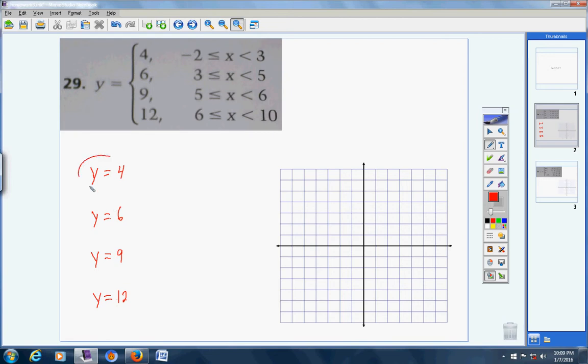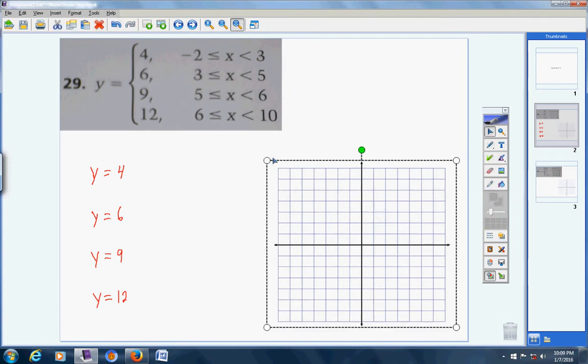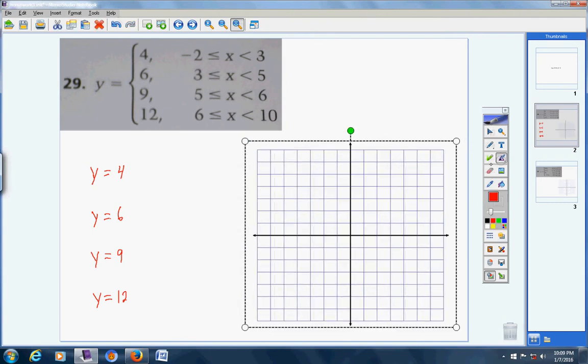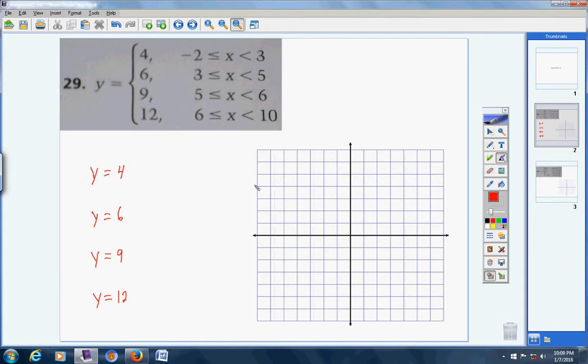Let's start with the first one right here, y equals 4. So we're going to draw a horizontal line through 4. And there it is. Now, next, our constraint for this horizontal line is right here. X lies between -2 and 3, so we have to shrink this line down to -2.